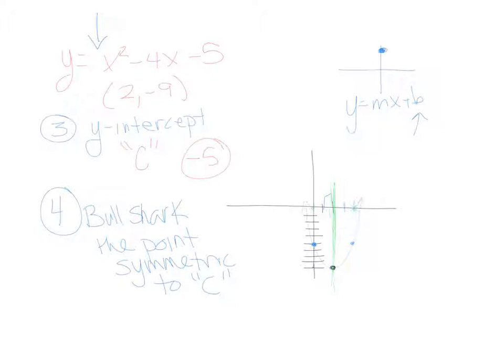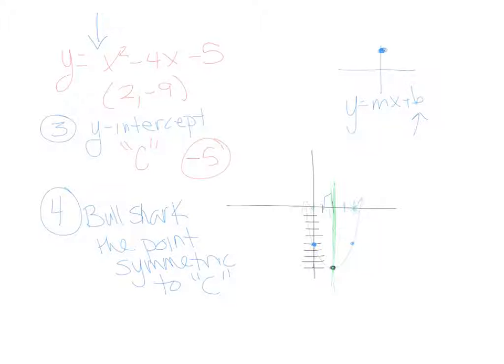For step 3, we want to use the y-intercept. Remember that the y-intercept is when x is 0. If we plug in our zeros in x squared and -4x for this equation, we end up with y equals -5, which is really just going to be the c value every time. So the y-intercept is the same as the c.